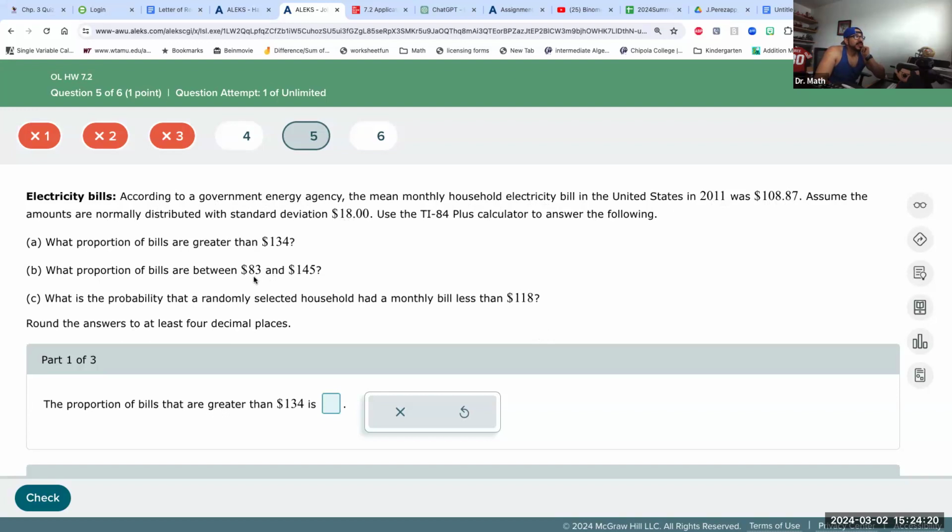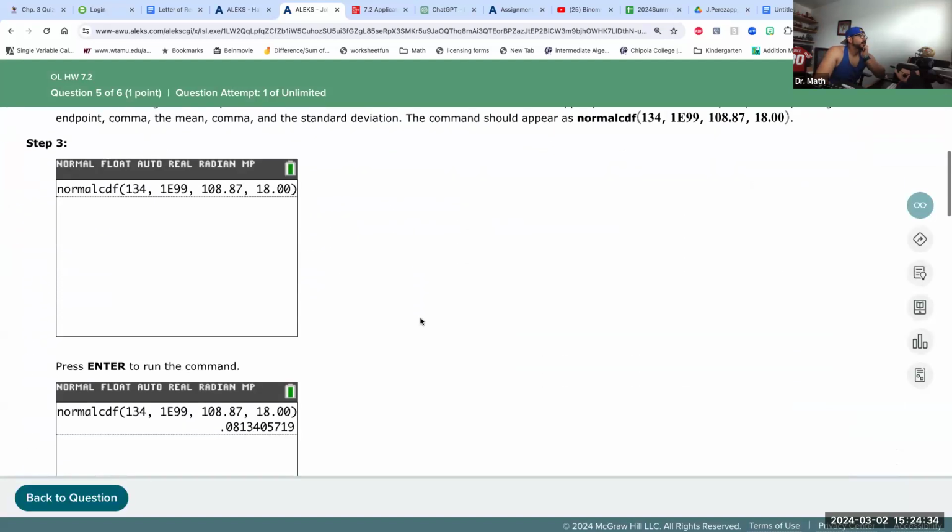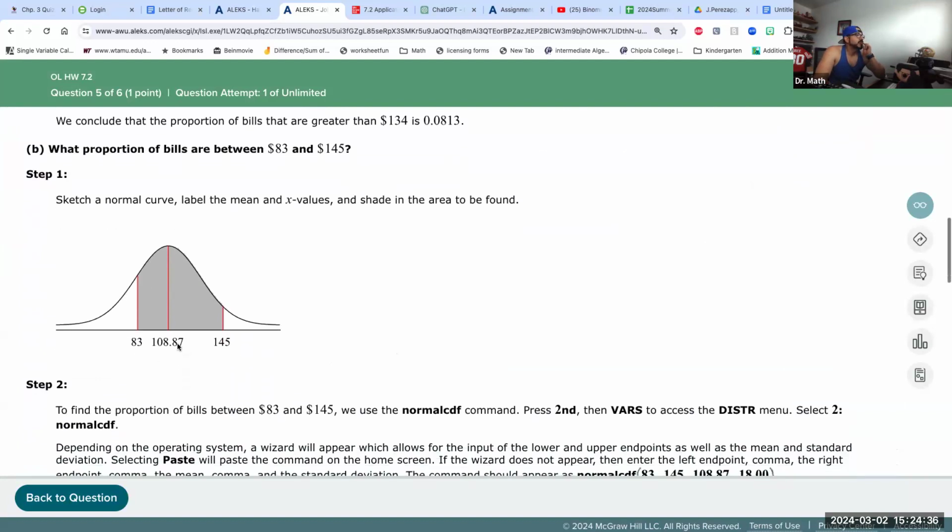Well, for part B, they're giving you the lower and they're giving you the upper. All right, so that's the only thing that's different that I haven't done. So let me just fast forward here and show you for part B. It's the same thing. You still want to draw your curve. Right smack in the middle is your mean, and then the two values here that are of interest are 83 and 145.